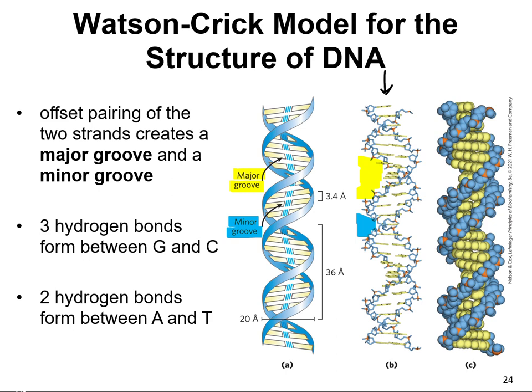Anyway, in addition to the major grooves and the minor grooves that we create, we also have to talk more specifically about the hydrogen bonding between G and C and A and T. Between G and C, you're going to have 3 hydrogen bonds. Between A and T, there's going to be 2.